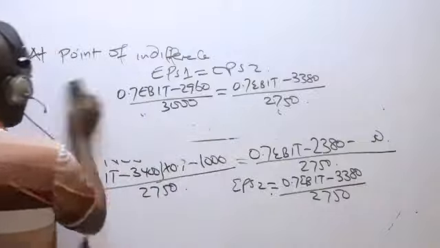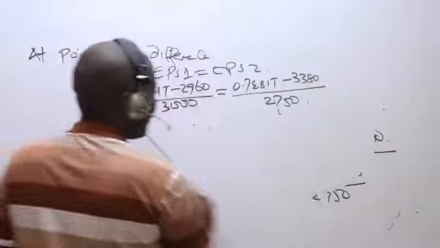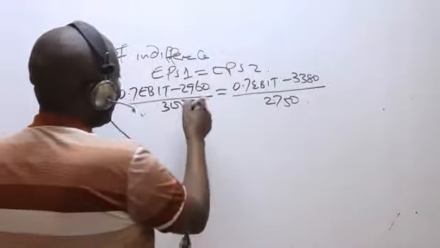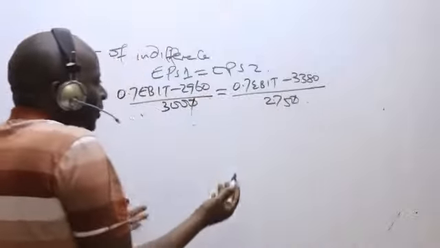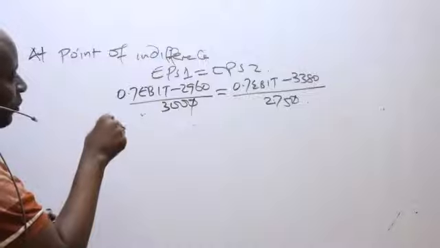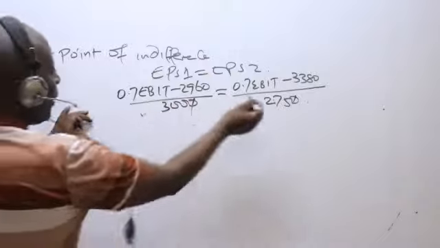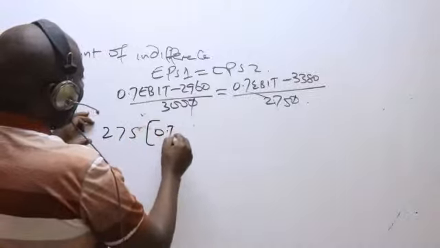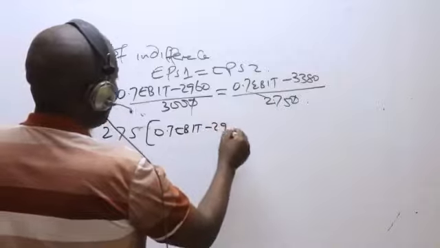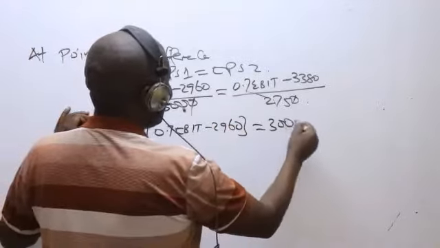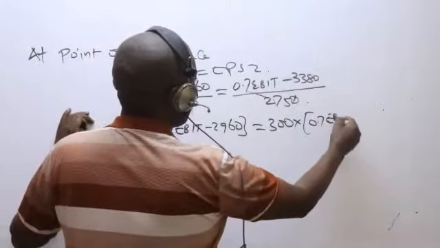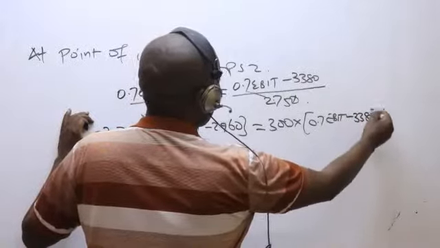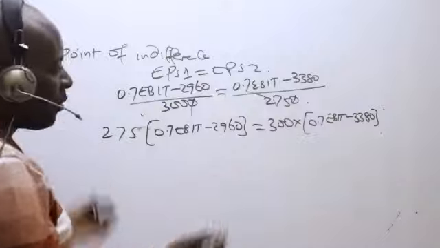So try to cross multiply there. Remember, the fewer the zeros I have, the better. If I get an opportunity of canceling, like in the denominator, like this 0 and this 0, whenever you have that opportunity, just cancel them out. So if I cross multiply, this will be 275 into 0.7 EBIT minus 2960 equals 300 times 0.7 EBIT minus 3380. You can have others without canceling those zeros and then you compare answers.